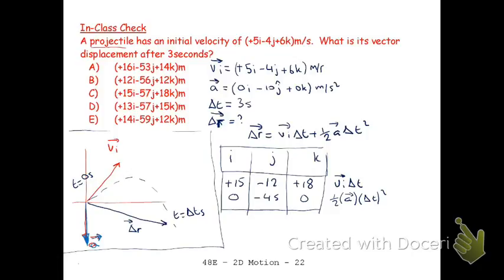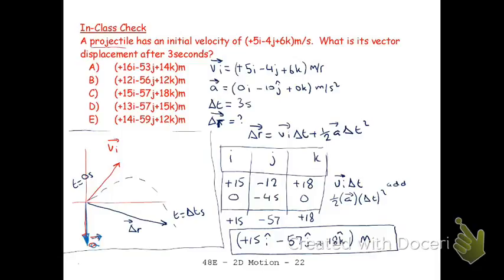So I add these two guys up because the operator says to add, so I add. I'm going to go plus 15 minus 57, I think, and then plus 18. So my answer is plus 15i minus 57j plus 18k. Put it in parentheses, give it some units, it's meters, put it in a box. And there's my answer.